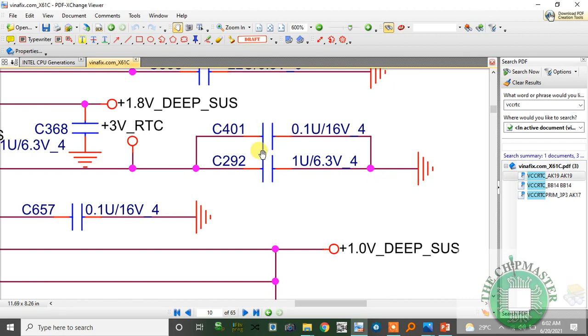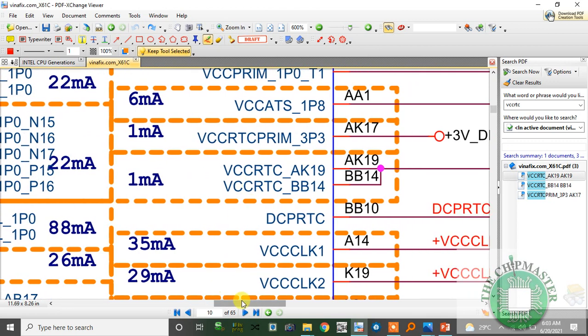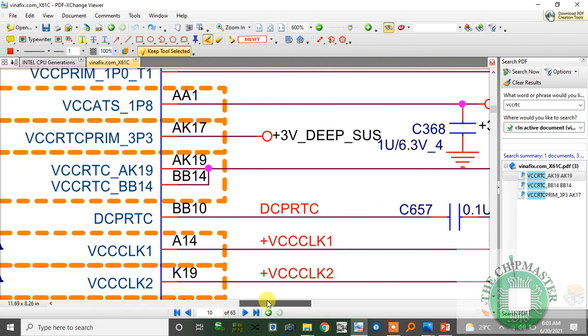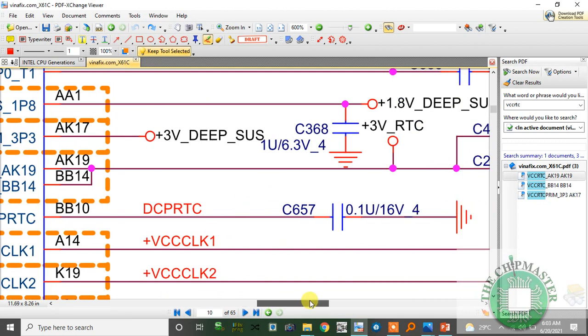If there's any fault with these filter capacitors, if they are shorted due to corrosion like water damage, any juice or any form of oxidation, it will cause no trigger. So you press the button on the laptop and it doesn't respond, because the RTC section is not powered. As I said before, it's the real-time clock, and this clock is very important to store CMOS information and other parameters inside of the BIOS.